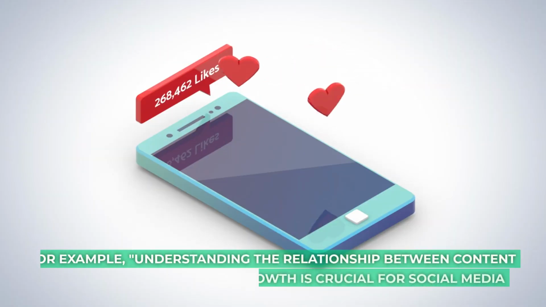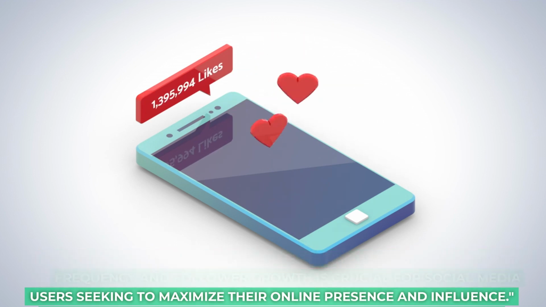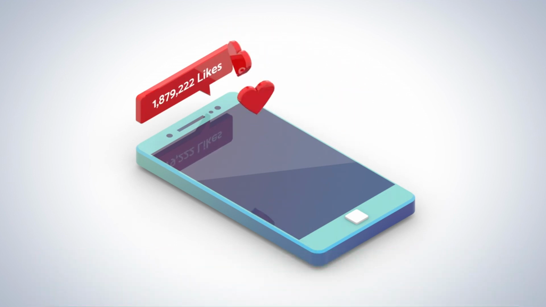Research rationale. For example, understanding the relationship between content frequency and follower growth is crucial for social media users seeking to maximize their online presence and influence. Additionally, by elucidating this relationship, the research rationale underscores the potential economic impact, as businesses can refine their social media strategies to reach larger audiences, increase brand awareness, and potentially boost revenue through improved follower growth.